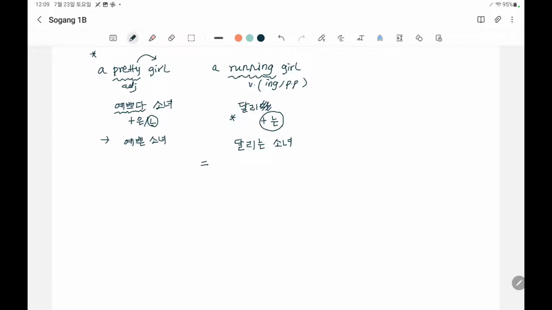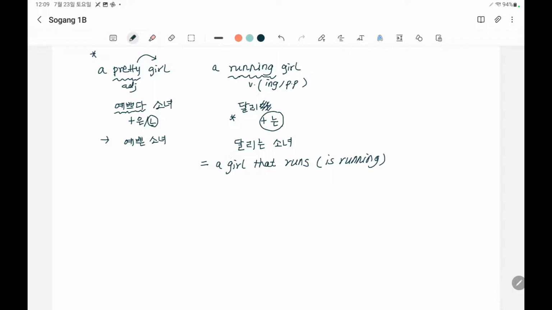In other words, the 달리는 소녀 can be a girl that runs. Or you can actually use it for present continuous. So a girl that is running, 괜찮아요. It means the same, depending on the context.